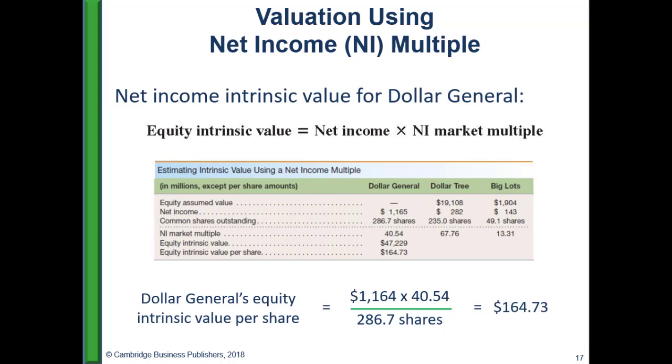Now, this is how everybody does it. It's the PE ratio, and they call it here the NI market multiple. It's total stock market value divided by net income. The other way to do it is not shown here, but I'll write it out for you.